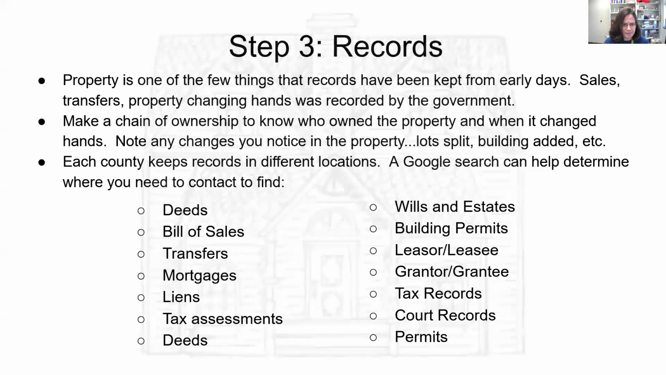When you're doing your chain of ownership, it's always important to make sure you notice things like when buildings were added, when lots were split up, when properties were divided into tracts, when the tracts were sold individually versus all together, when lots were broken up that way, who it changed hands to. If it went from a husband to a wife or parents to children, that could indicate something had happened. Make sure you're finding the records that are specific for your research.